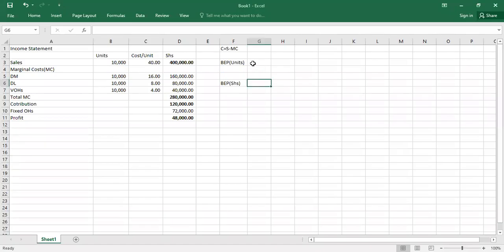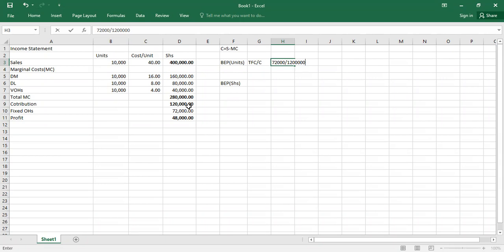So our BEP in units will be, you say, total fixed cost divided by the contribution, isn't it? Right? What's the total fixed cost? 72,000. We divide by our contribution. We've gotten our contribution as 120,000. What does that give us? 0.6.